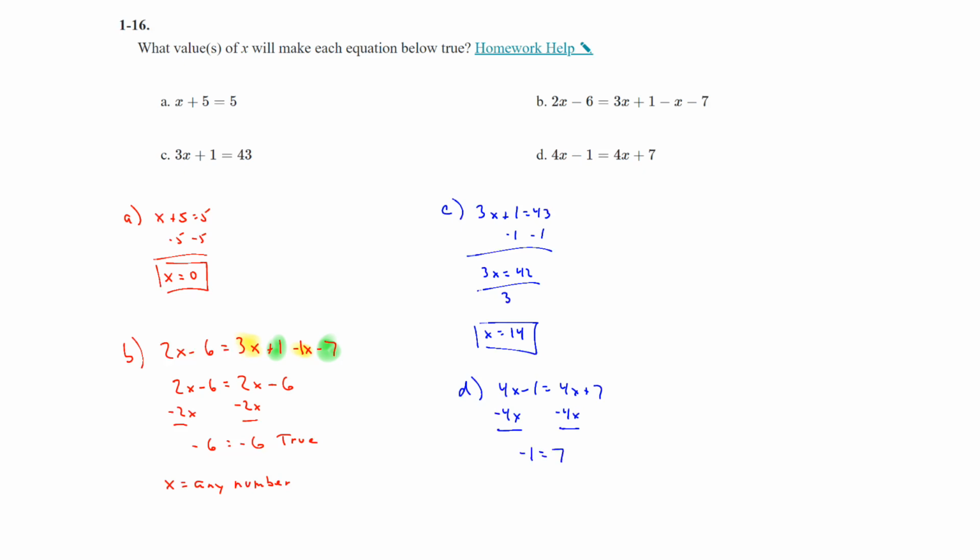But what you'll notice is on this one, -1 is equal to 7 is not a true statement. So when you plug in any value for x, you're always going to get a statement that is false, which means there are no values of x that will work. So we're going to say that there is no solution to this problem. There's no values of x that will make this statement true.